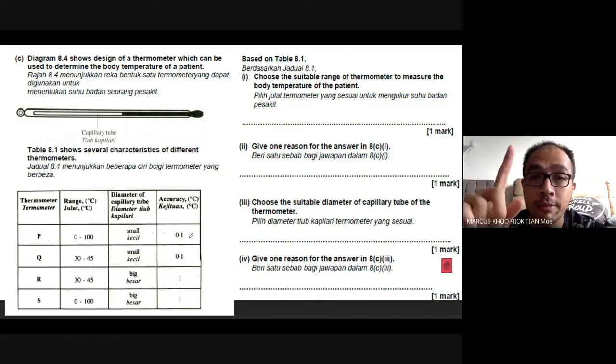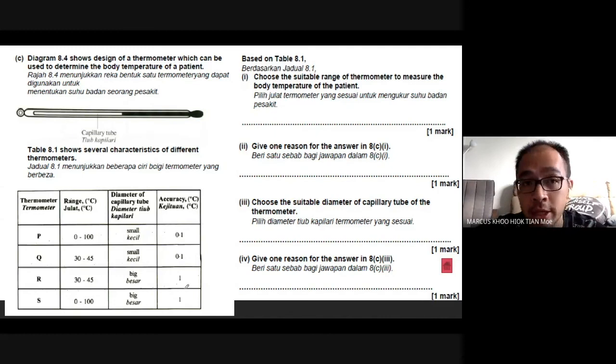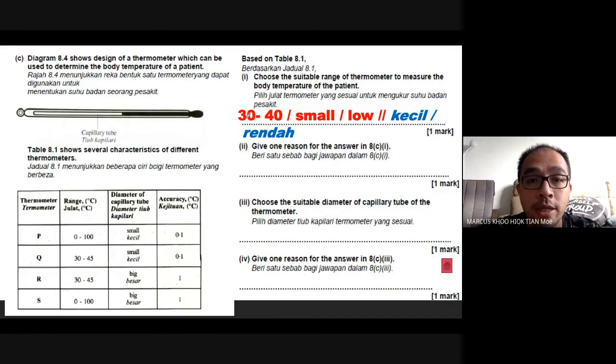You know, they can measure 37.1, 37. Its accuracy goes down to 0.1. R and S, since the accuracy is only 1, means it cannot measure the decimal point. It can only measure 37, then the next one is 38, then the next one is 39. So when you think about it, P and Q are more accurate because they can measure more decimal places. So choose the suitable range of thermometer to measure the body temperature of the patient. The answer will obviously be 30 to 40 degrees.